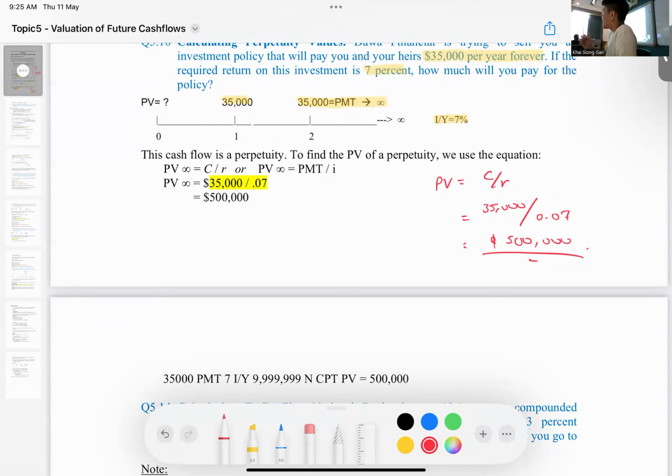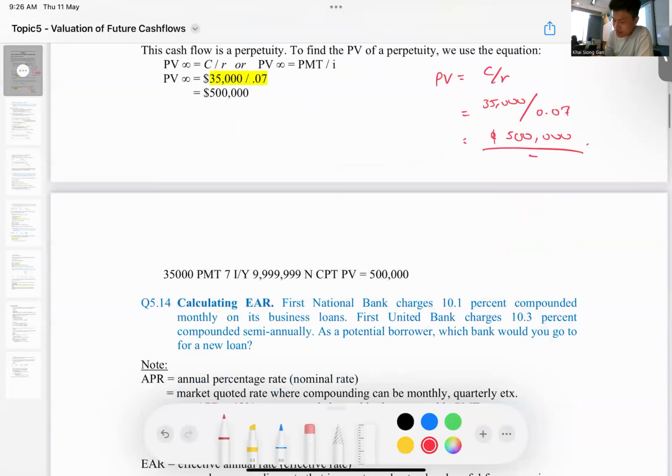If you really want to press this into the calculator, you have to key in the N as a string of 9s, 9999999. Because it is forever. Okay, next question.